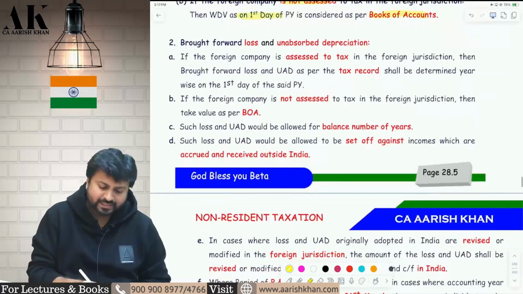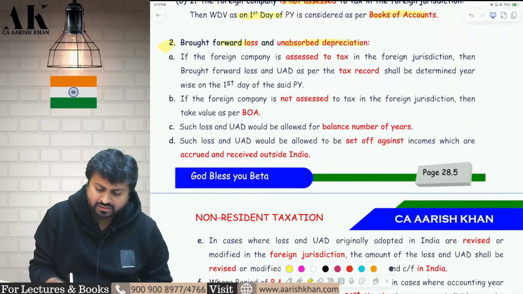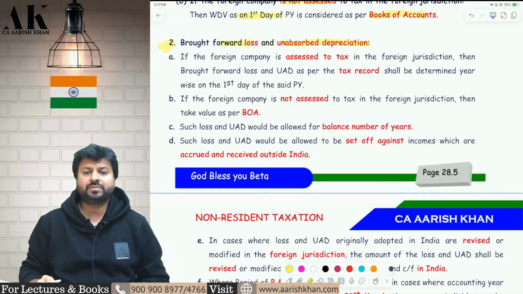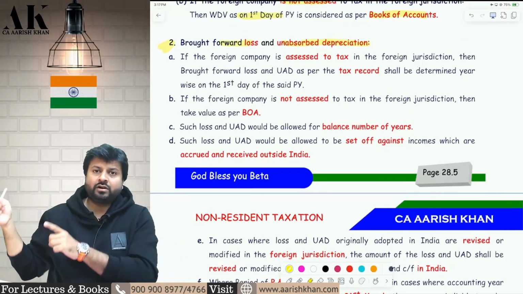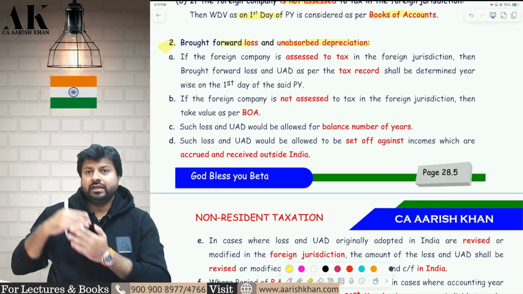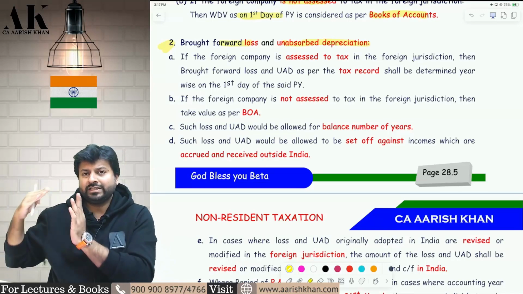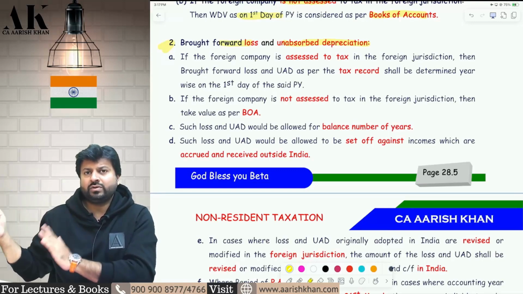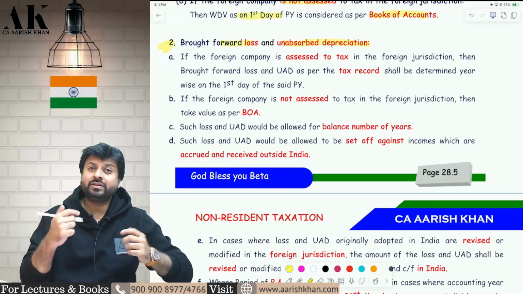because if tax is not there, then you need to take the value as per the books of accounts. Second point, what will happen with brought forward loss and UAD? You need to be very careful with this particular issue. Again, previous year 24-25 is the first year in which the company is becoming resident. If there are losses in 23-24, 22-23, 21-22, 20-21, 19-20, 18-19, 17-18, what will happen with those losses?